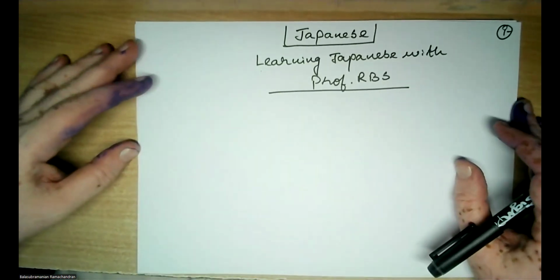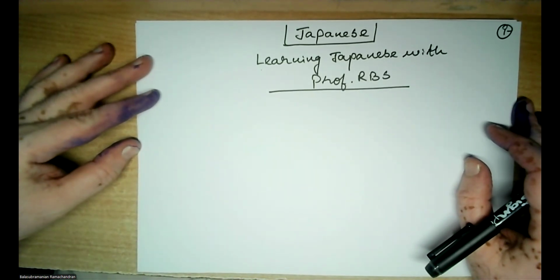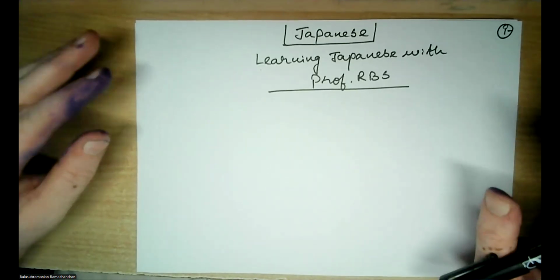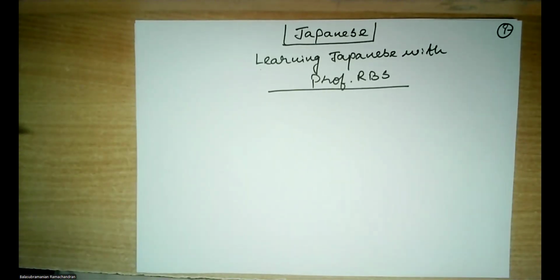Before we begin the first lesson, the first practice session, let me be very frank with you. I'll be learning Japanese along with you. So it's not that I'll be teaching you Japanese, but I'll be learning Japanese along with you. And we will learn this language together and see how far we are able to progress.